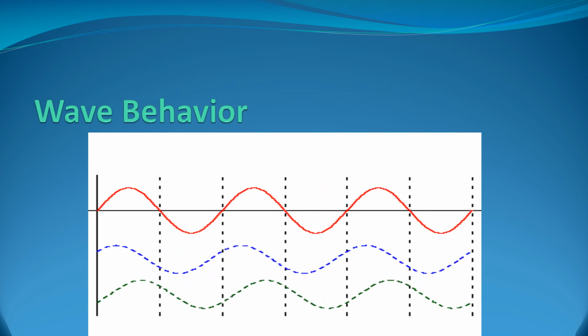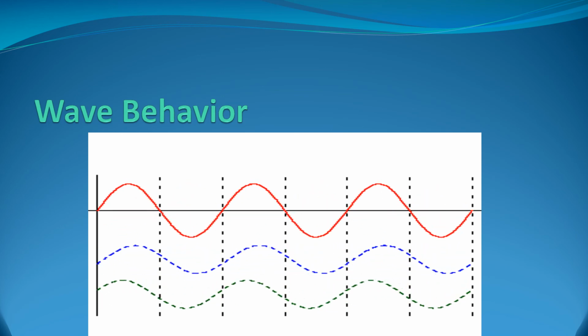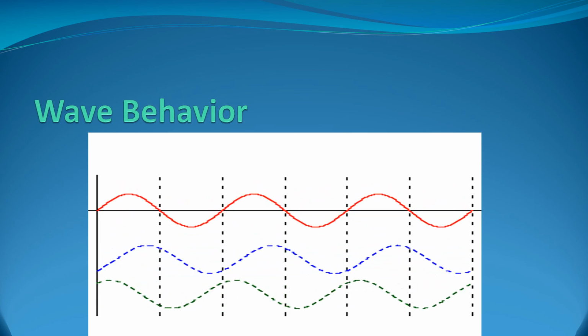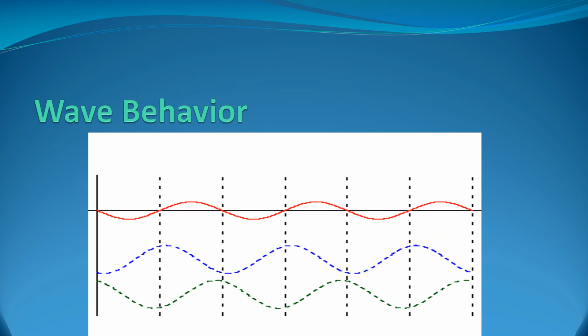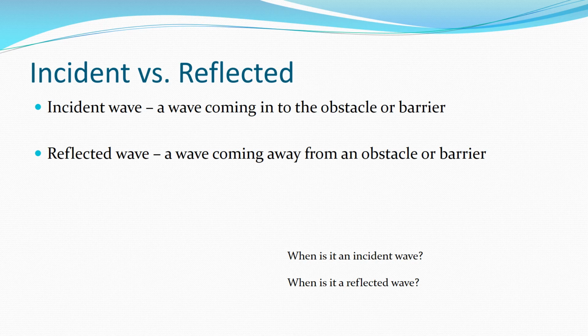So wave behavior, now we're going to be talking about how waves behave in the medium, how they interact with each other. So we need to know, again, a few more words. One is incident and the other is reflected. Reflected is the easy one. It means the wave that has rebounded from an obstacle or a barrier, just like your reflection in a mirror is light that is bounced back to you. The incident wave is the wave that is coming into the object or barrier.